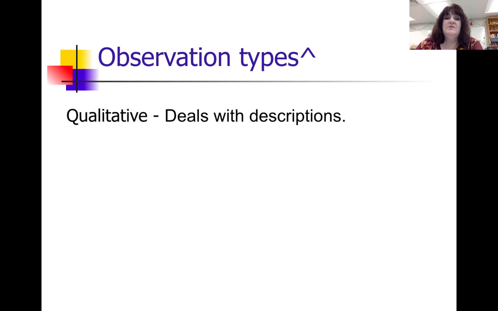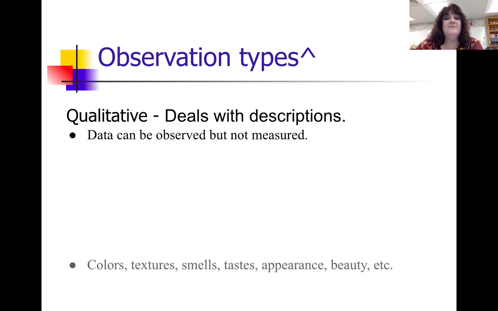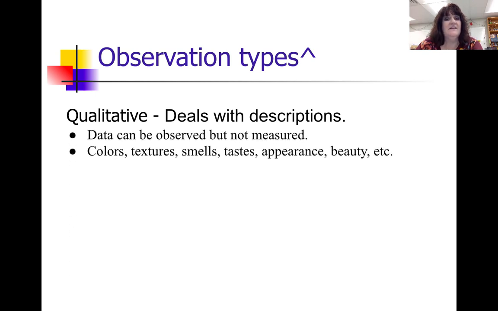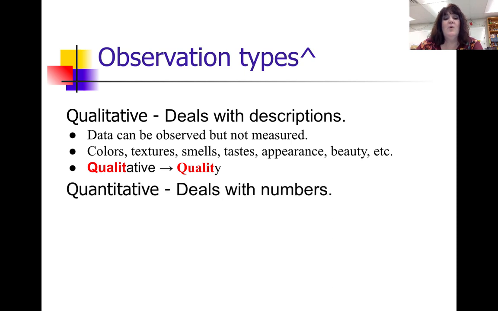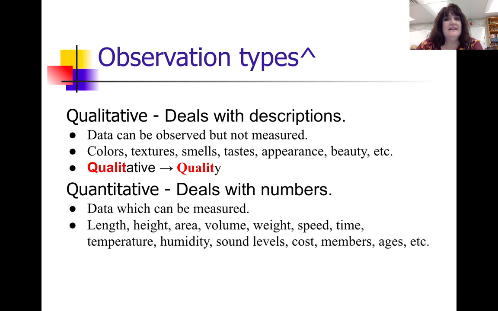You then have 2 kinds of observation. You have qualitative, which deals with descriptions. It's data that can be observed, not measured, like colors and textures and smells and tastes. Okay? Qualitative comes from the word quality. Then you have quantitative data. This deals with numbers, data that can be measured: length, height, area, volume, all of those things. Quantitative comes from the word quantity, meaning a number.